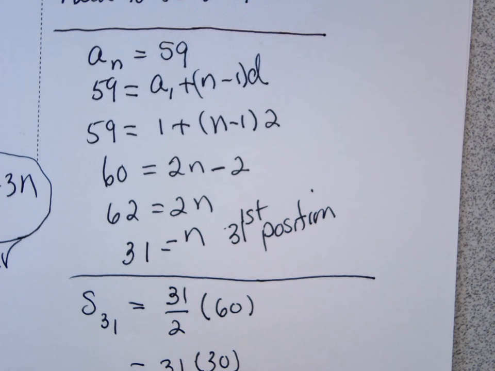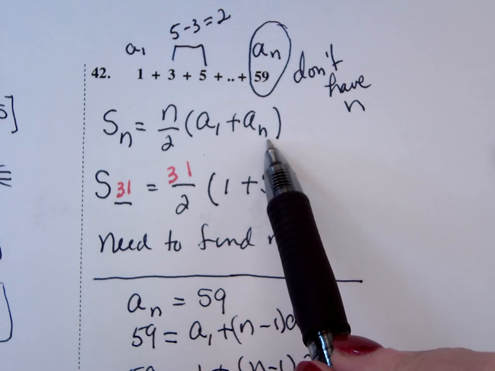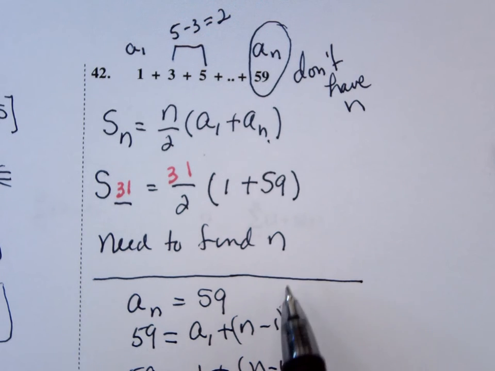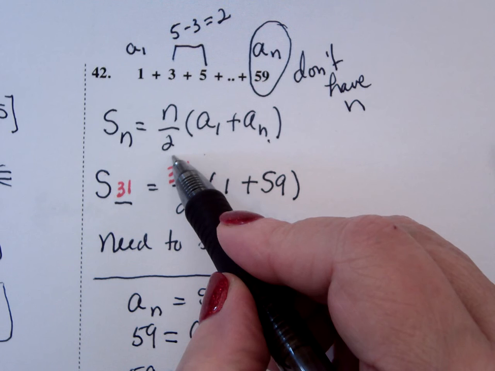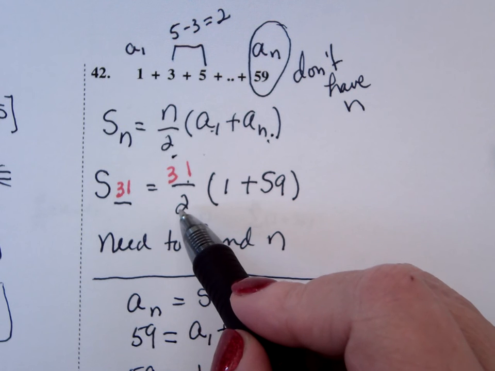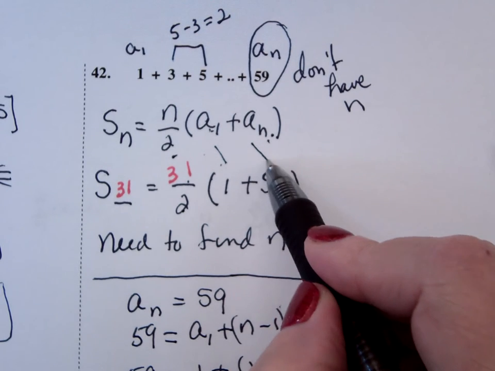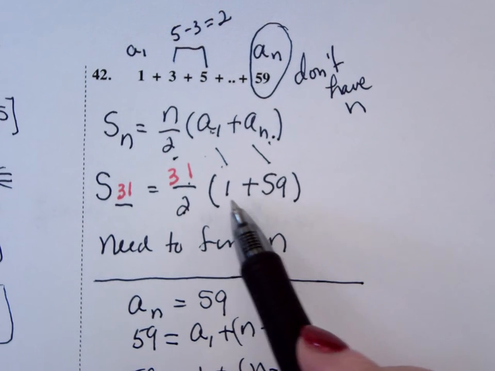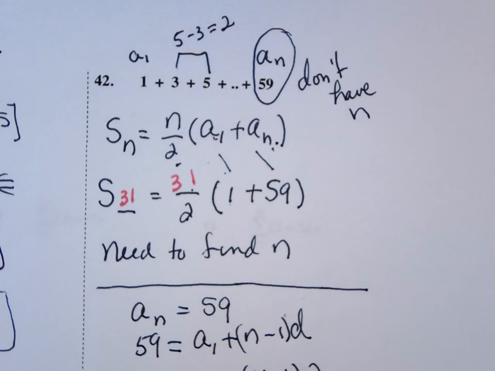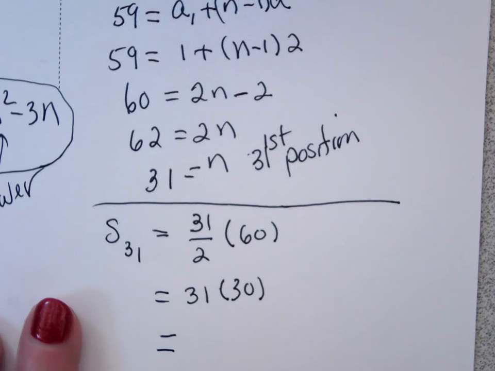How did you go from 59 to 60? Pardon me? How did you go from 59 to 60? Because it's the first term plus the last term. Oh, okay, great. So it's 1 plus 59, which is 60. The number of terms divided by 2 times the first plus the last. I didn't know what the number of terms is, but I know I'm going to divide it by 2 once I find it. The first term is 1, the last term is 59, and then 1 plus 59 is 60. And then the sum of the first 31 terms is 930.